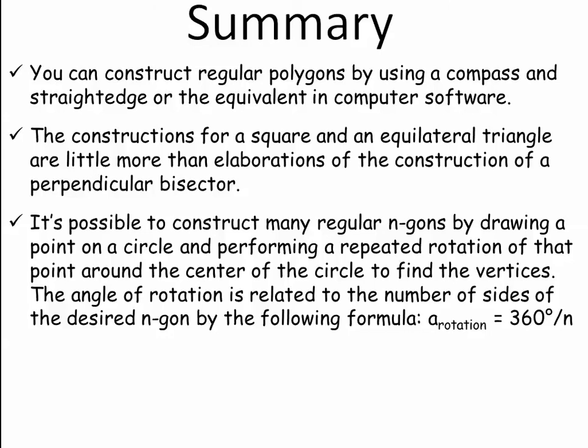The angle of rotation is related to the number of sides of the desired n-gon. By following the formula, a rotation is going to equal 360 degrees divided by the number of sides. So, anytime you're going to do a rotation construction, you need to be sure that it's divisible by 360.